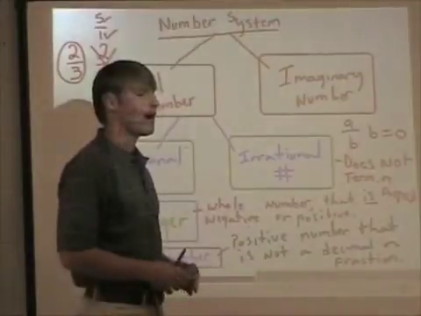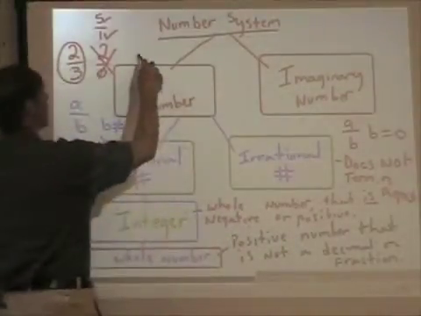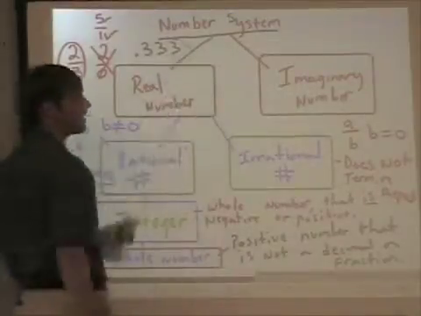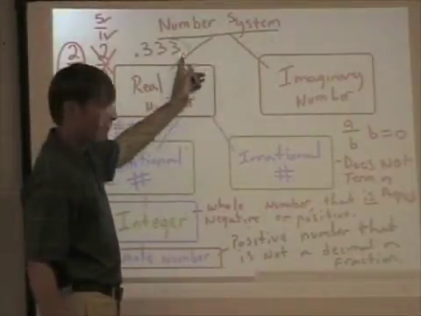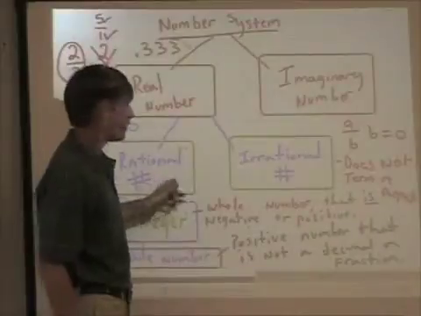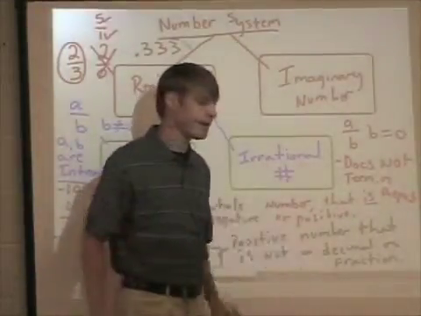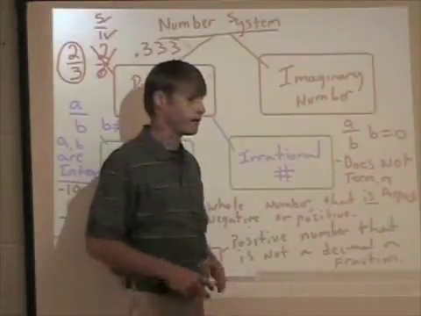Okay? Now, there's an exception. Let's say it does 0.333 and it does the same thing forever. Then it is rational. So the only way it's irrational is if it goes on forever and doesn't have any kind of pattern.